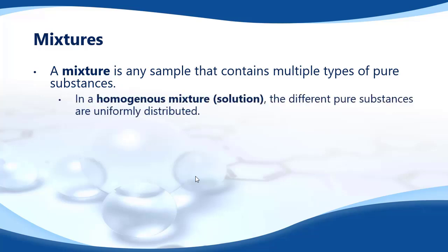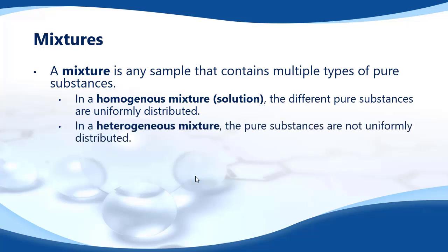The first is called a homogeneous mixture, otherwise known as a solution. In a homogeneous mixture, the different pure substances are evenly or uniformly distributed throughout. In our second type, called a heterogeneous mixture, the pure substances are not uniformly distributed. Right? Homo means same, hetero means different, and that's just talking about how they are distributed.